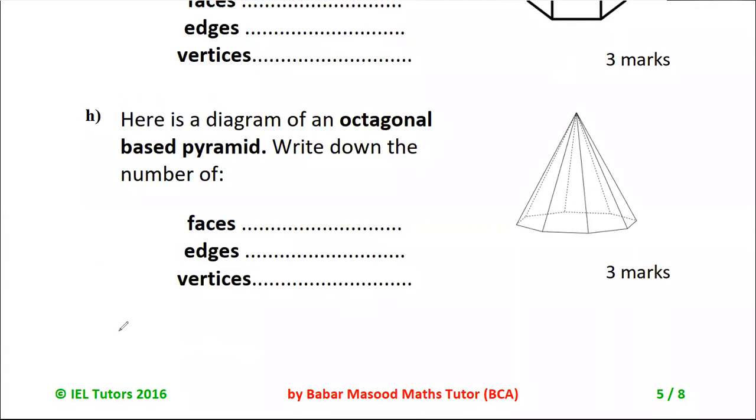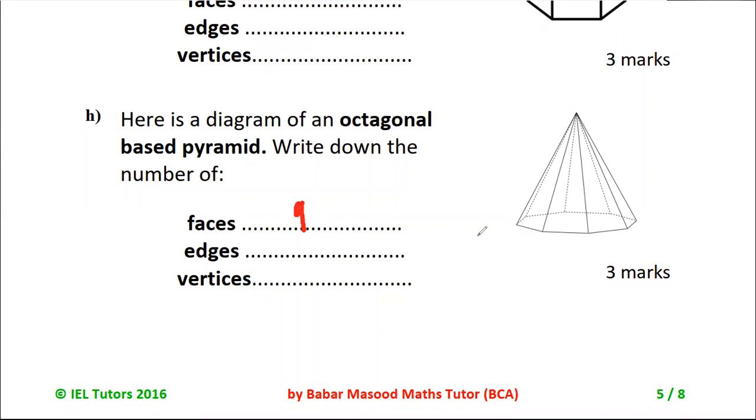Moving to part H of the question, it says, here is a diagram of an octagonal base pyramid. Write down the number of faces, edges, and vertices. As we can see that there is a face which is an octagon in the base of the shape, and then 8 triangles, so 8 plus 1 will be 9. So it has 9 faces.